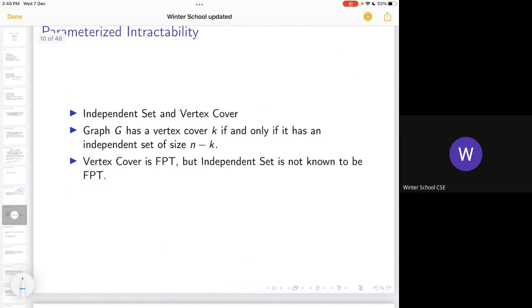But when we look at the fixed parameter tractable or parameterized setting, then these two problems are not equivalent. For vertex cover, we can design a simple branching algorithm. We cannot do that for the independent set problem. Independent set is very well known to be not FPT. Okay, so if we just consider solution size as a parameter, then vertex cover is known to be FPT, but we cannot design any FPT algorithm for the independent set problem.